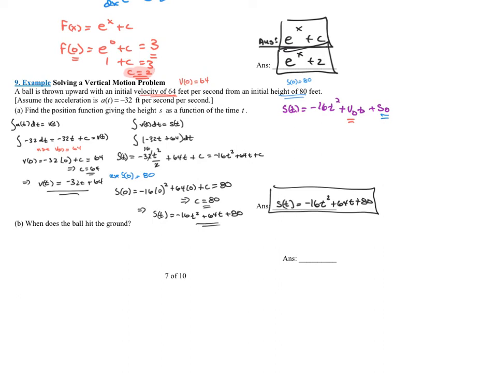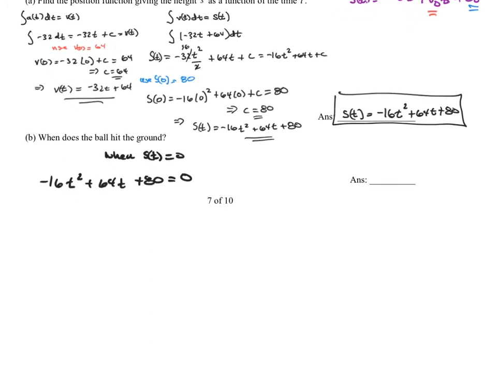Really, really cool. Let's move to part B here. What does part B say? It says, when does the ball hit the ground? Well, that's when s of t equals 0. So let's put that down. We have negative 16t squared plus 64t plus 80 equals 0.